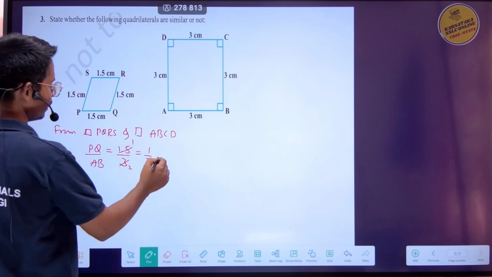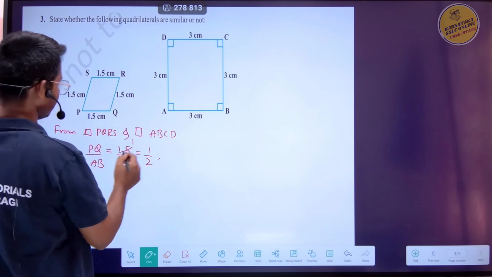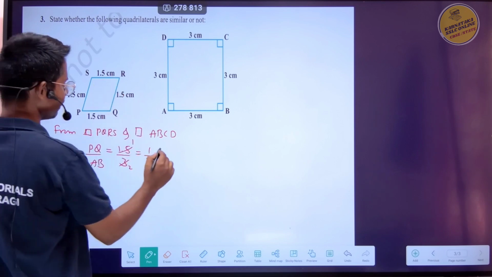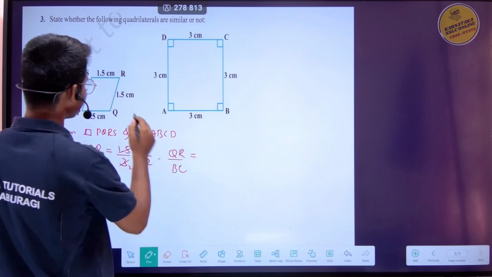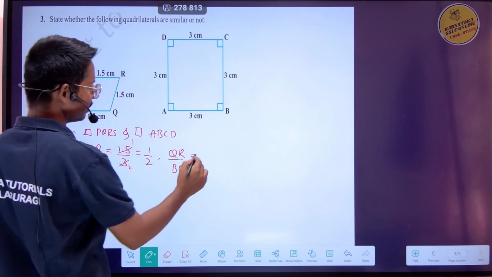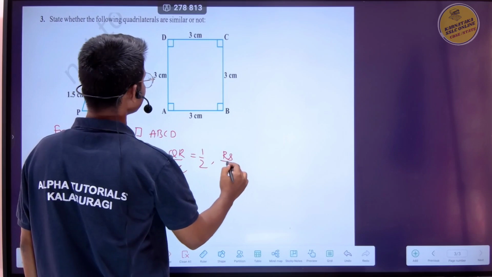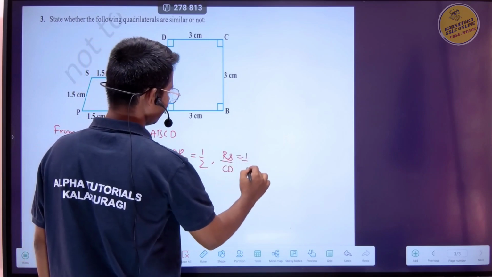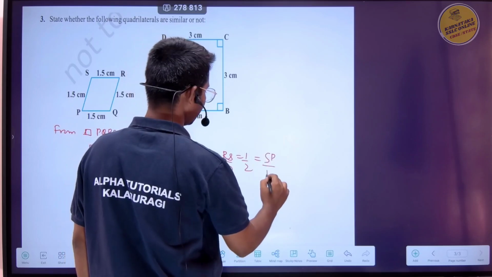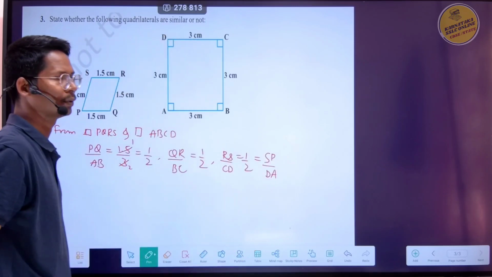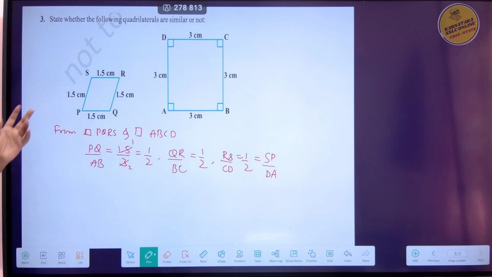If you see the other corresponding sides ratios, I ended with Q, so again I'll start with Q. QR by BC is again 1.5 by 3, nothing but 1 by 2. Similarly, RS by CD is equal to 1 by 2, and finally SP by DA is also going to be 1 by 2. Yes, the corresponding sides ratio is the same, but what about the corresponding angles?